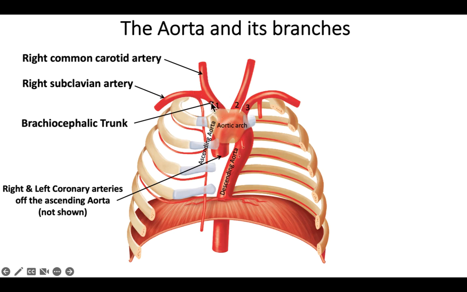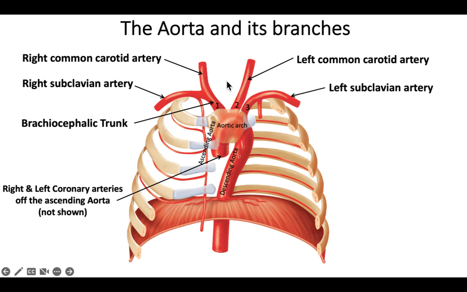But if you don't go out that first branch, you're going to go out the second one, which is known as the left common carotid. If you don't go up that one, you're going to go the left subclavian. So notice what's going on here. There's three arteries off the arch, but on the right side, they split into carotid and subclavian, whereas on the left side, they're independent from one another. So that's why there's three arteries and not an even number. So there's only a brachiocephalic trunk on the right side.